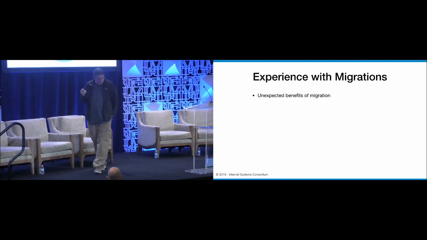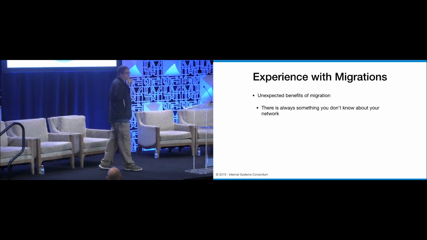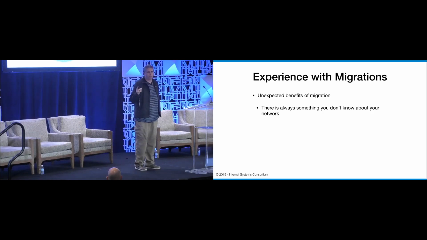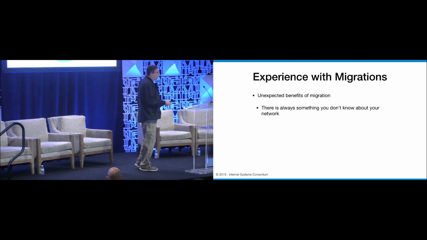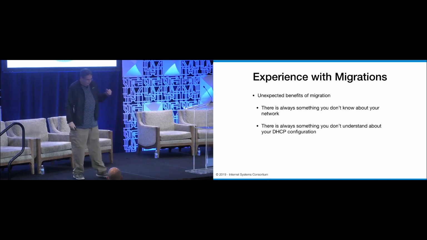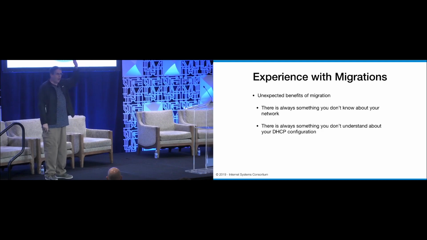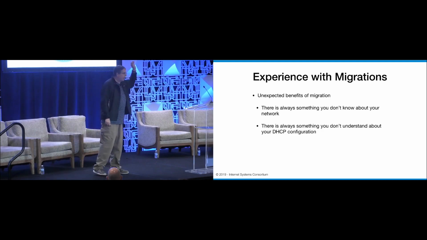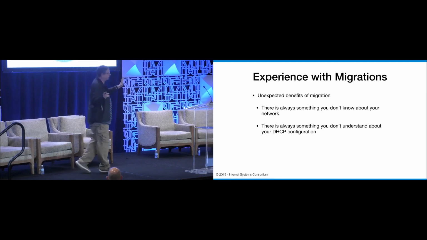There are some really interesting, unexpected benefits of doing a migration. The first one is, and I will guarantee this, unless you have a network that is like 5 machines and they all have reserved addresses, there's something about your network that you don't know. There is something about the configuration of your network that is going to really surprise you when you start unpinning things like DHCP. There's always something you don't understand about your DHCP configuration. I know you said you were running it, but how many of you have actually been involved in modifying an ISC DHCP configuration in your job? Okay, a significantly smaller number of people, so that's a good thing.